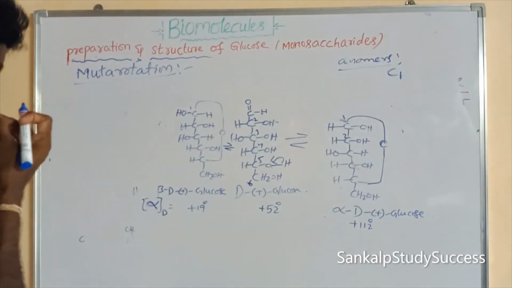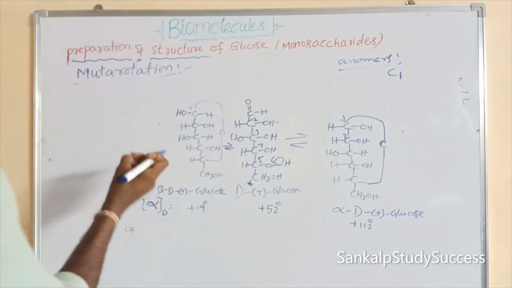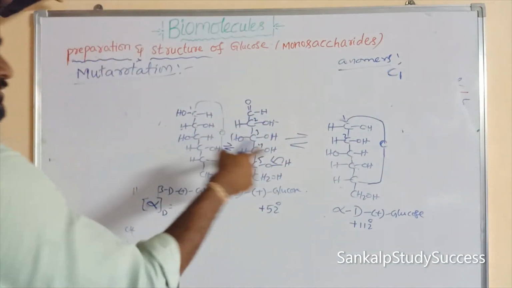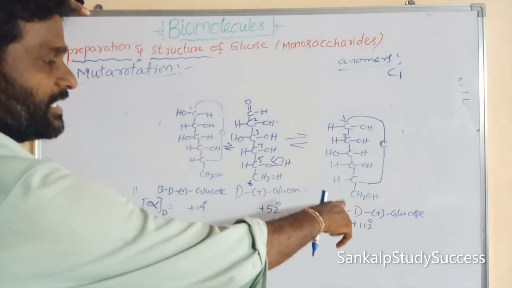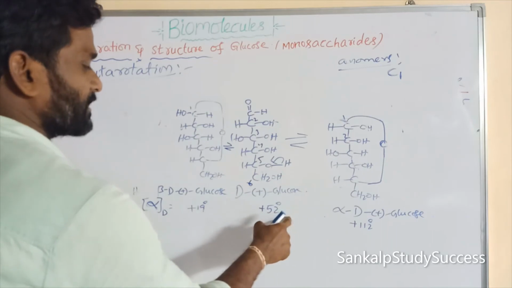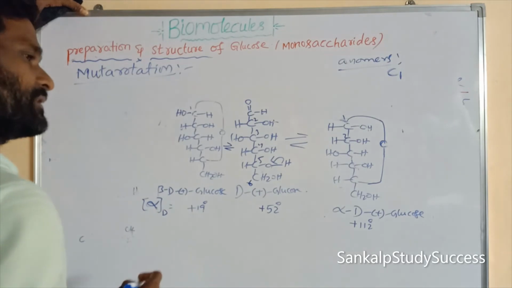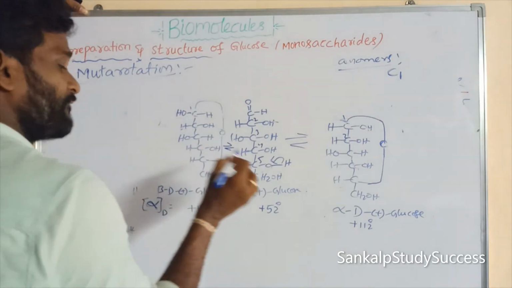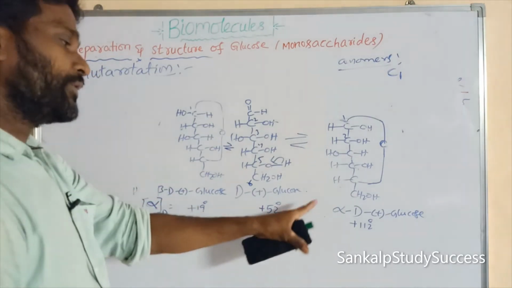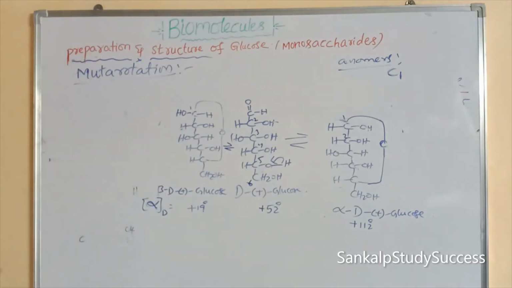What is mutarotation? The phenomenon of change in optical rotation of either form of isomers in aqueous solution to an equilibrium mixture is known as mutarotation. The phenomenon of change in optical rotation of either form of glucose in aqueous solution to an equilibrium mixture is known as mutarotation.